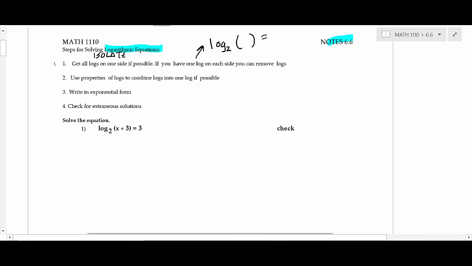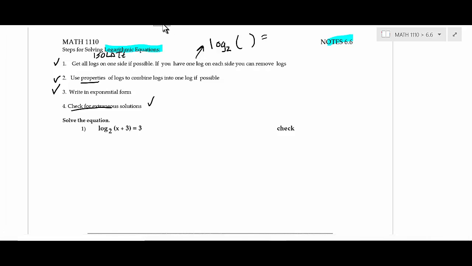Okay? And you're going to use properties like we just got through doing. Generally, you're going to write in exponential form, and then it's real important on a lot of these problems to check your solution, because sometimes they don't work. Sometimes you have to throw a solution out. We call that an extraneous solution.